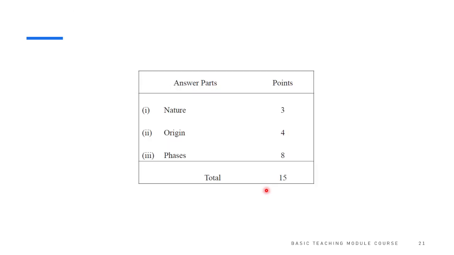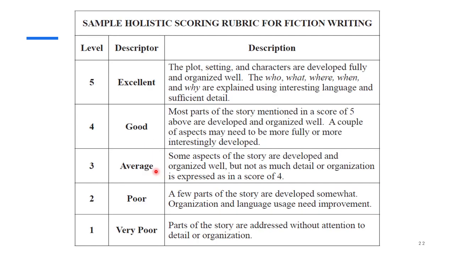Now that one is the analytic rubric. Remember the key point for analytic is that it breaks into different parts. Now for holistic, hence the word holistic, as a whole. So you assess or score the answer as a whole. So this is what makes it holistic.